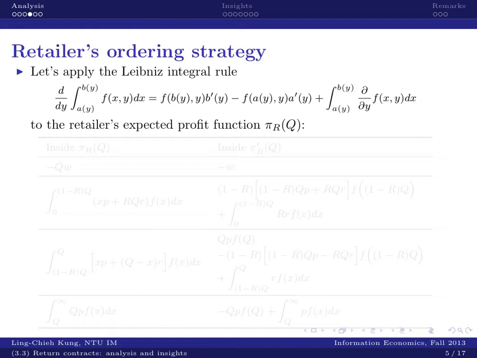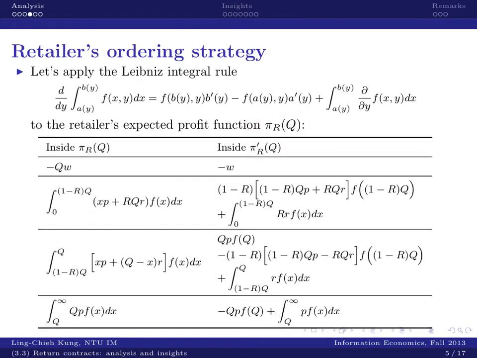So that's certainly something complicated, and we need to do that. I list the Leibniz integral rule here for you as a reference. And we're going to do this integration and the differentiation. At the left-hand side of this table, I list the four components of the retailer's expected profit. To find the first-order derivative, we need to do the differentiation one by one. The first component is the easiest.